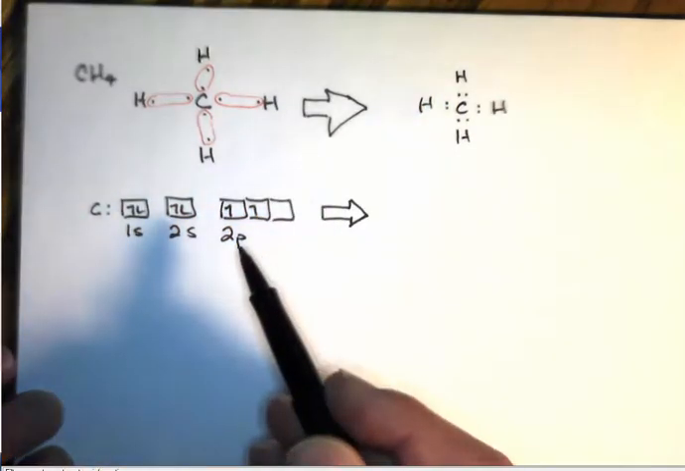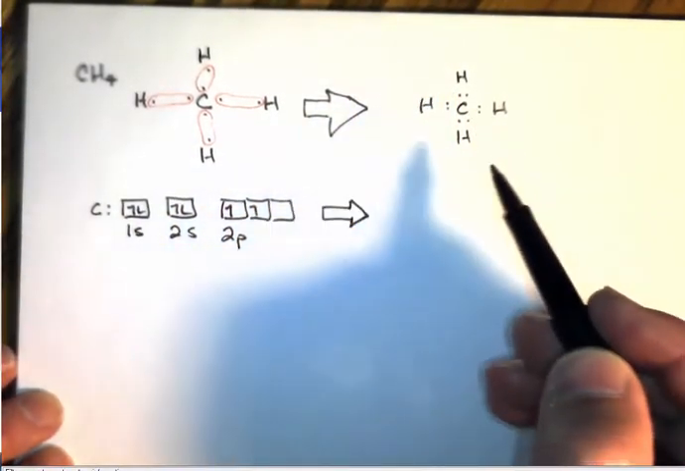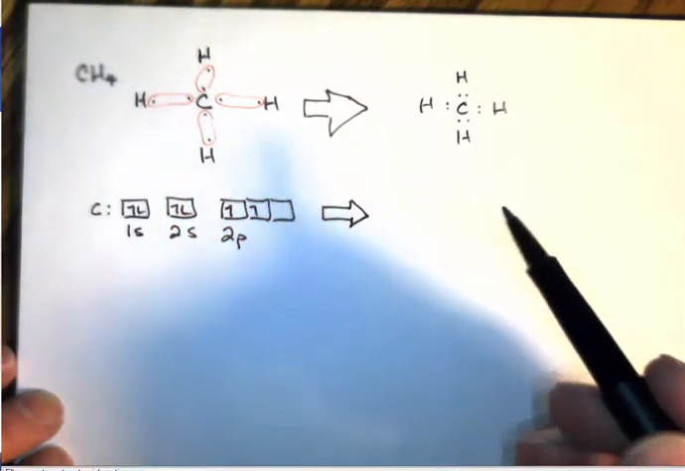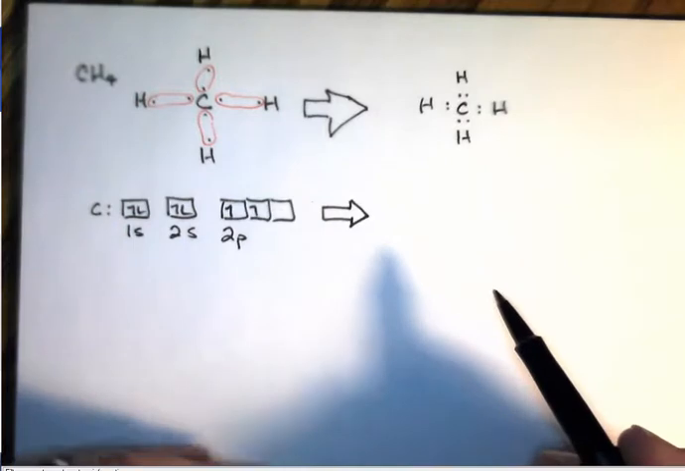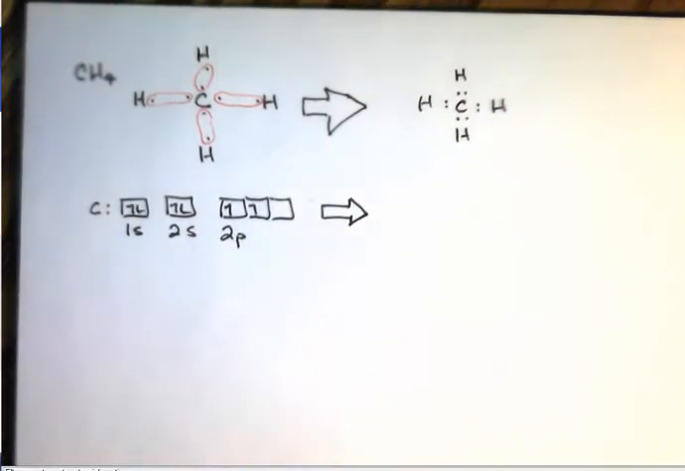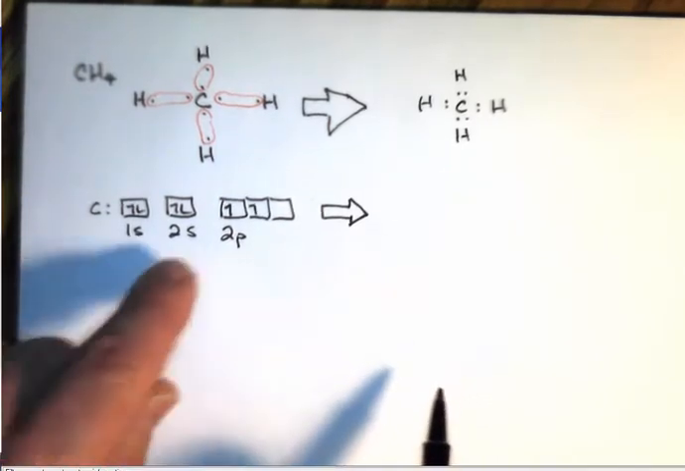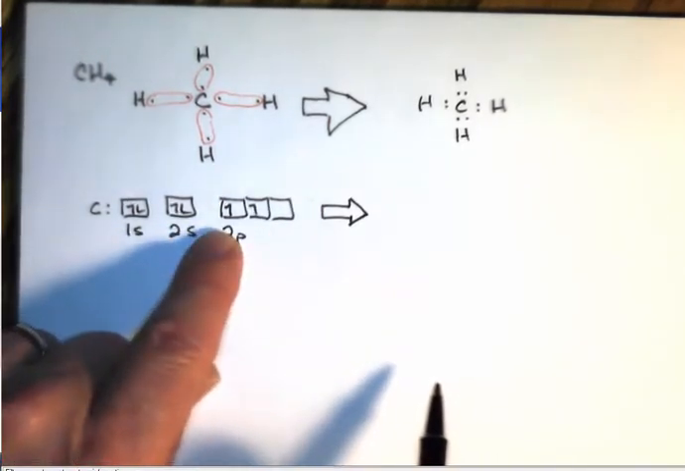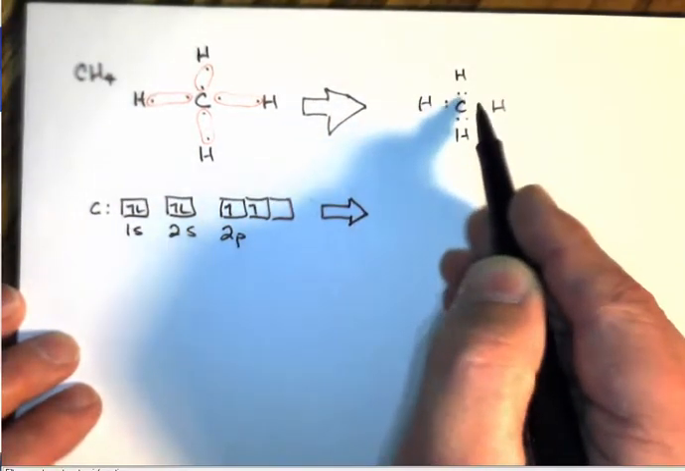That's how we know that we need 4 hybridized orbitals, because we have 4 single bonds. Single bonds and lone pairs are always going to come from hybridized orbitals. So if you know how many single bonds and lone pairs you have, you count those up. That's how many hybridized orbitals you need. That's how you figure out what your hybridization is going to be. So we need an sp3 hybridization because that's going to give us 4 hybridized orbitals for 4 single bonds.